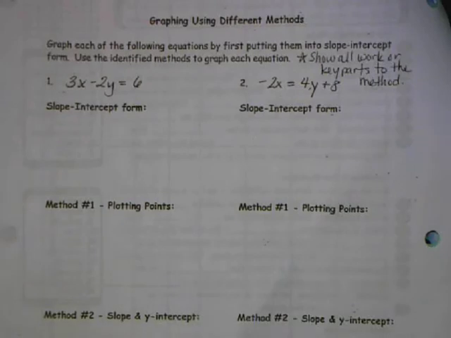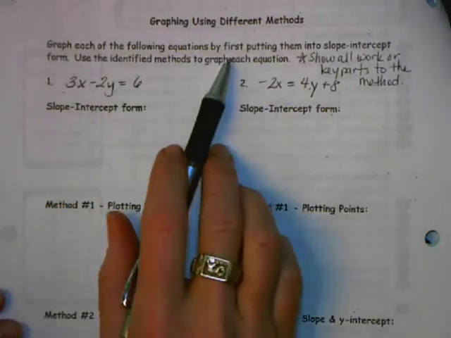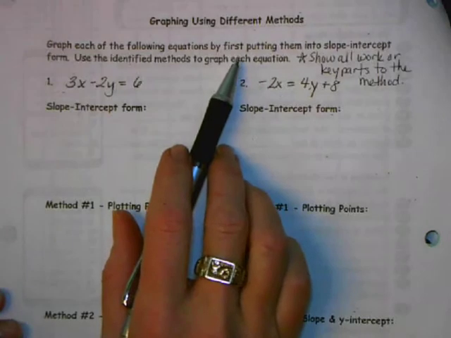These notes show us 3 different ways to graph the same equation. Different methods will be more efficient depending on what form an equation comes to us in. First, let's understand these different methods. The directions say to graph each of these equations by first putting them into slope-intercept form.